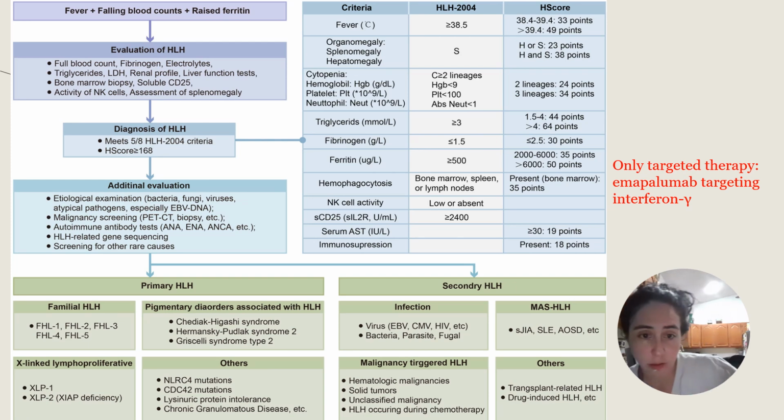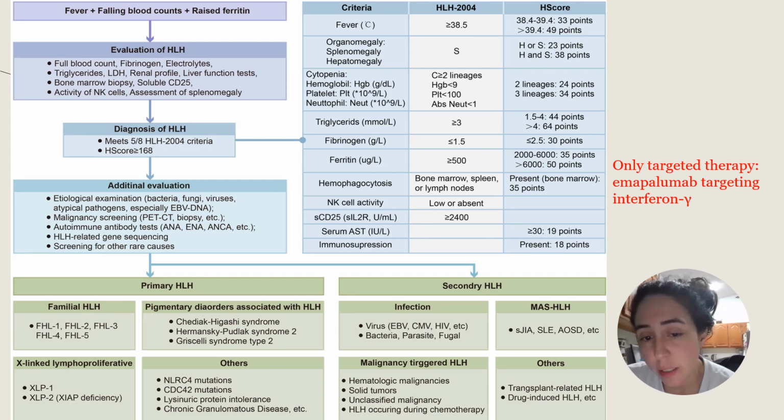Like you see on the bottom left, the FHL1, FHL2, those are different things that you can check for the familial type, so the genetic type. There's X-linked as well. So different tests, different syndromes, disorders that can be related to HLH.